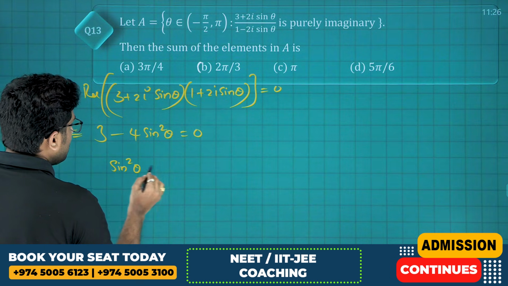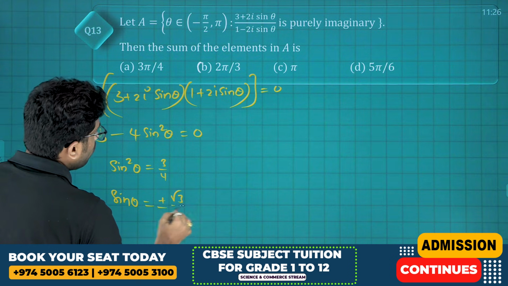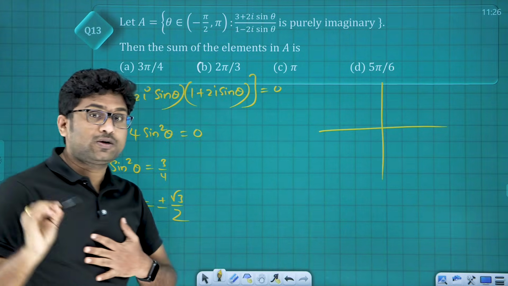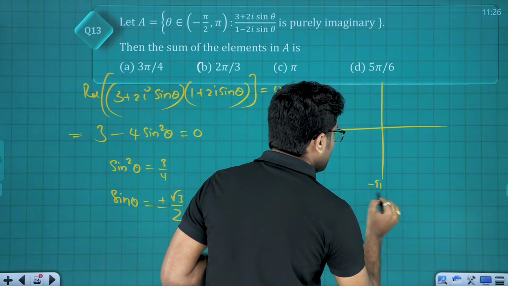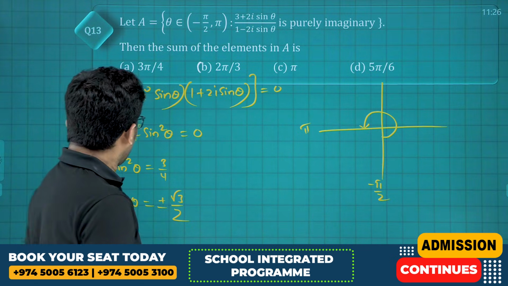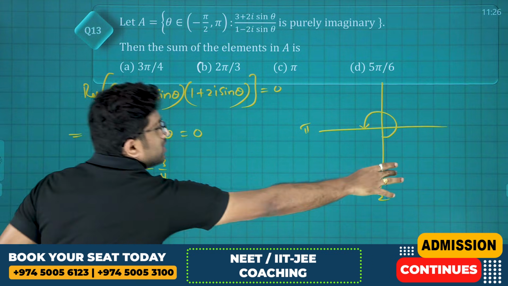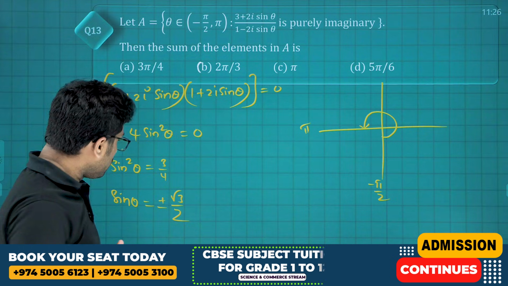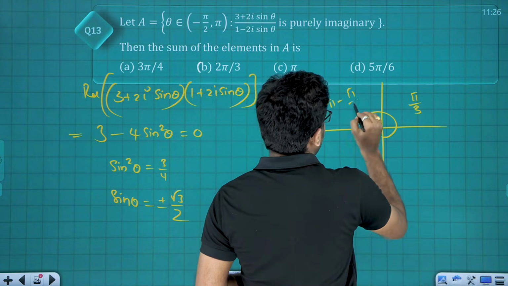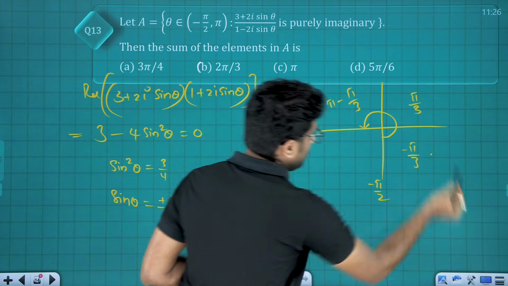Sin square theta is equal to 3 by 4, sin theta is equal to plus or minus root 3 by 2. But the solutions he is asking are from minus pi by 2 to pi. See friends, minus pi by 2 is here, pi is here, that means from here to here he is asking. Now sin theta will be positive in two quadrants, first and second, negative in the fourth quadrant. So we need three values now. Root 3 by 2 will be pi by 3, pi minus pi by 3, and minus pi by 3 in this, that's it. Oh my god, directly we got.